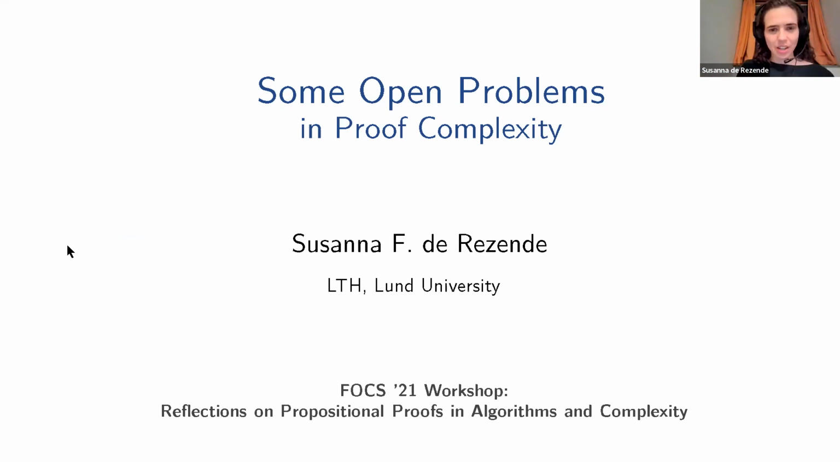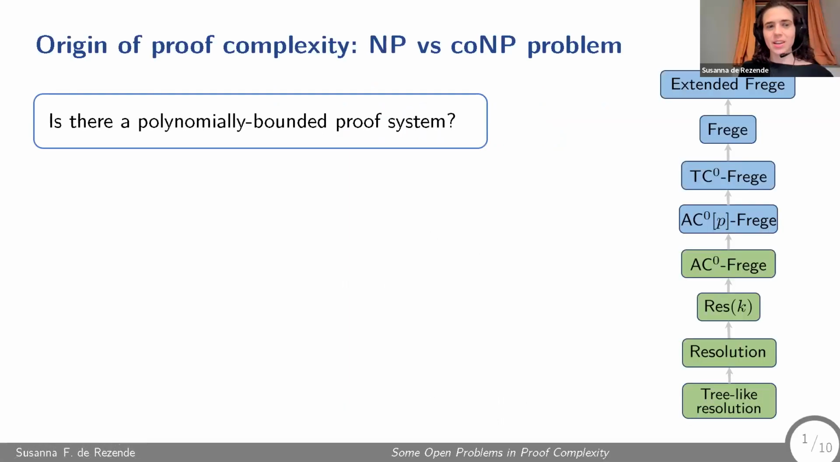Let's start with the origin of proof complexity. Is there a polynomially bounded proof system? So here we have a sequence of proof systems, stronger proofs.